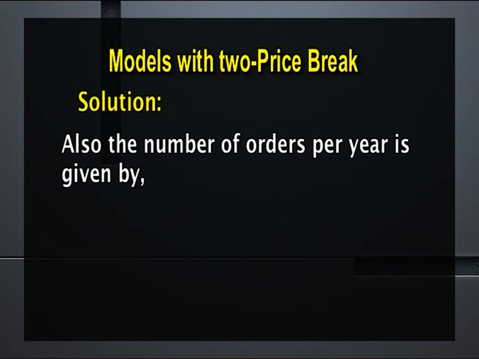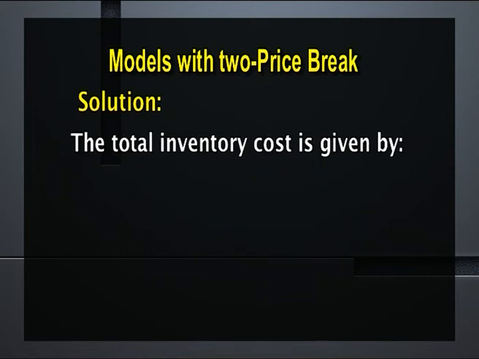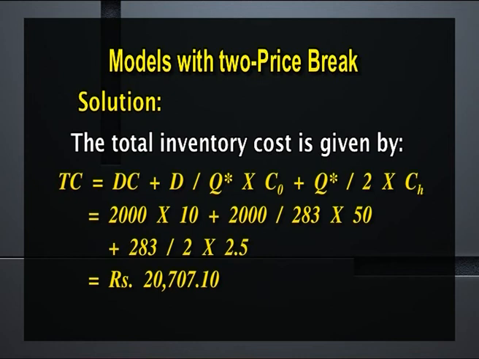Also, the number of orders per year is given by N is equal to D by Q star is equal to 2000 by 283 is equal to 7 orders. The total inventory cost is given by TC is equal to DC plus D by Q star into C naught plus Q star by 2 into CH is equal to 2000 into 10 plus 2000 by 283 into 50 plus 283 by 2 into 2.5 is equal to rupees 20,707.10.